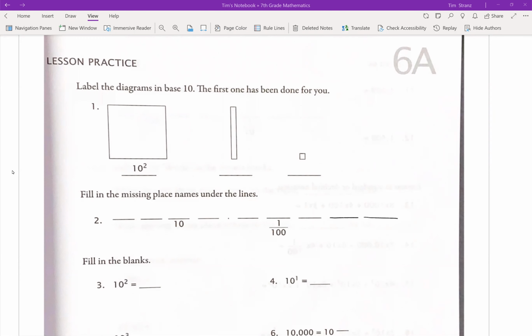We're going to be talking about some exponents, place value, and things like that. So let's look at 6a. Label the diagrams in base 10. The first one has been done for you.